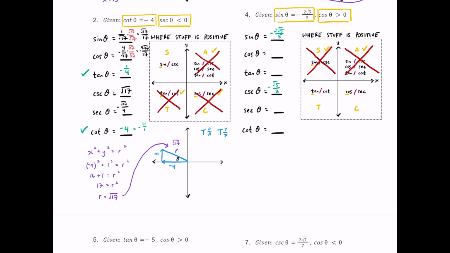Where's cosine's ratio positive? Well, the only place that's going to be left is going to be in quadrant 4. So cosine would be negative, or below 0, in quadrant 3, so we know it's not in quadrant 3. Now let's go ahead and see if we can sketch a triangle.